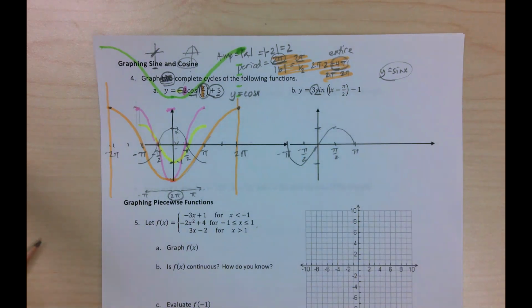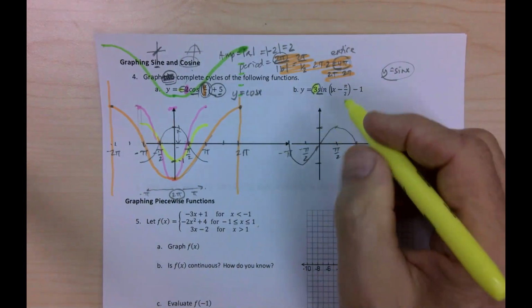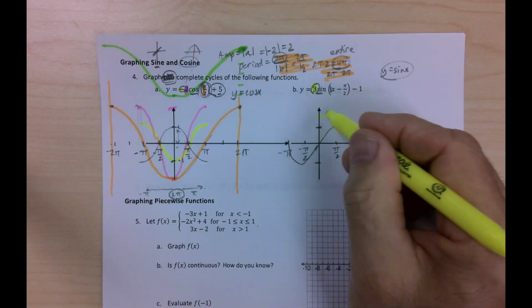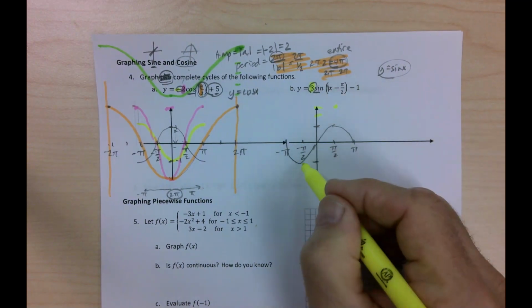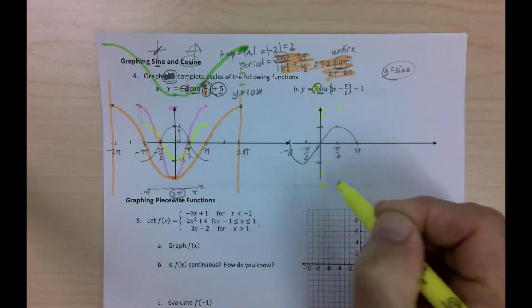What does that do? Well, it's going to triple the amplitude. So this guy is going to go up to 3. This is going to go down to negative 3.